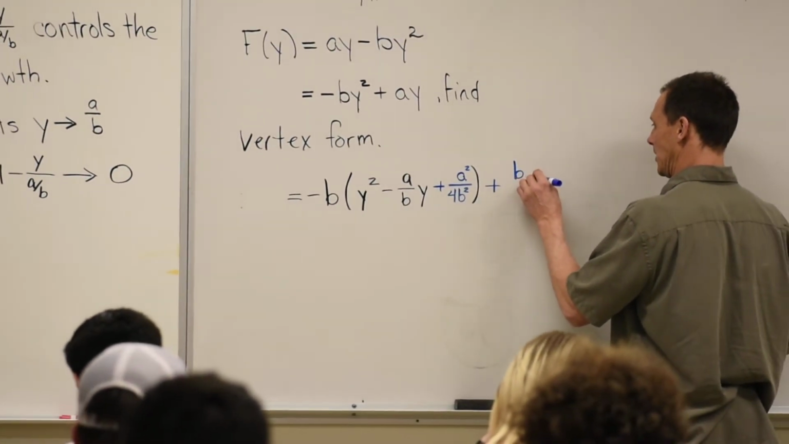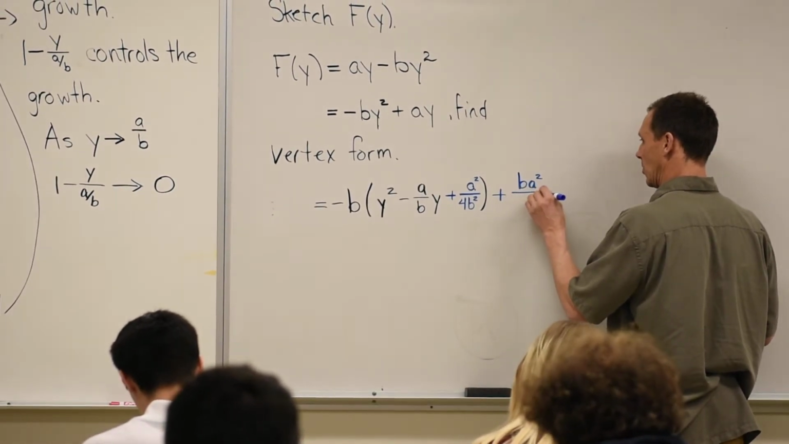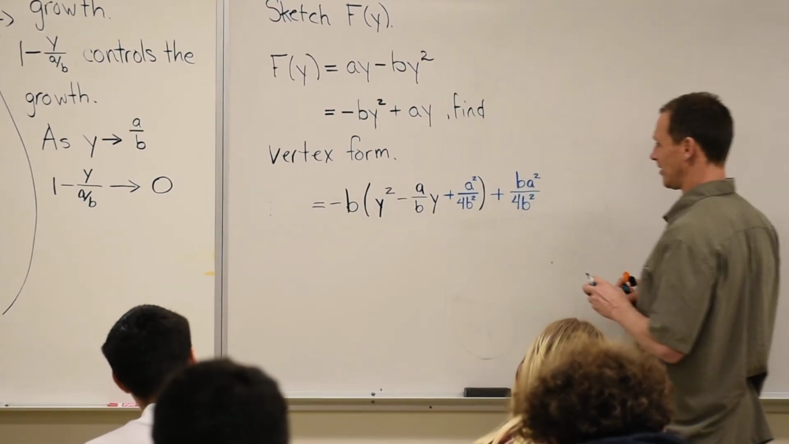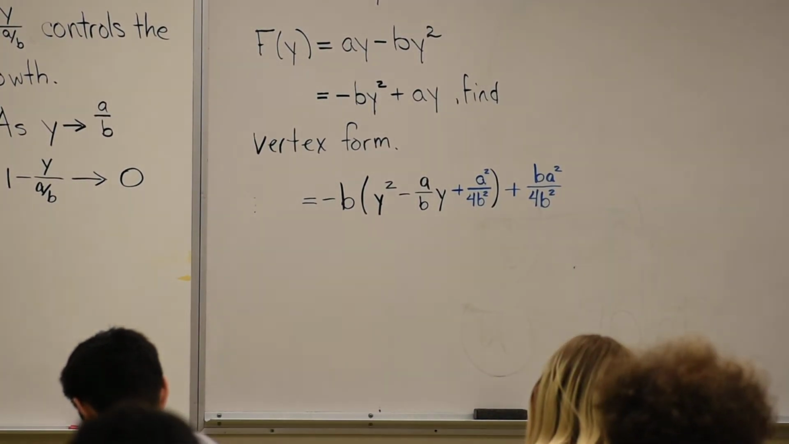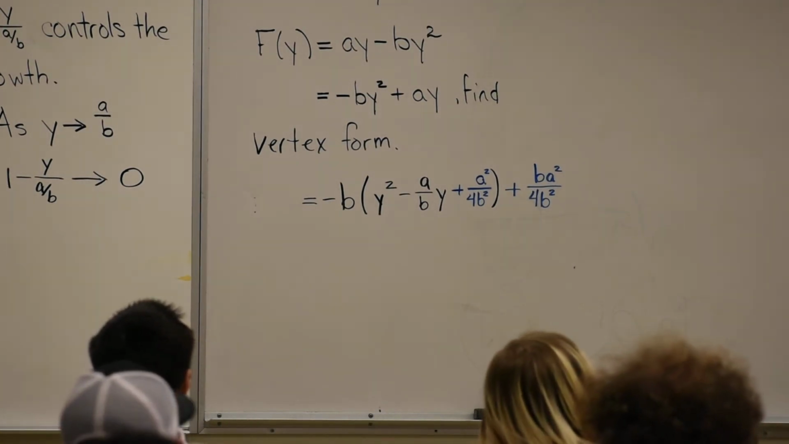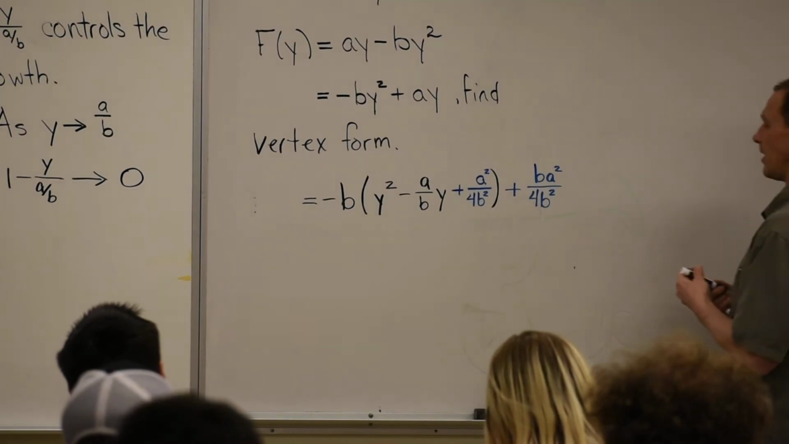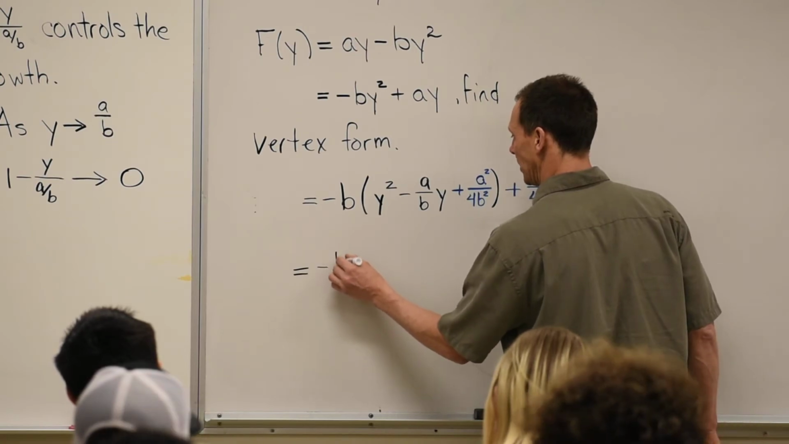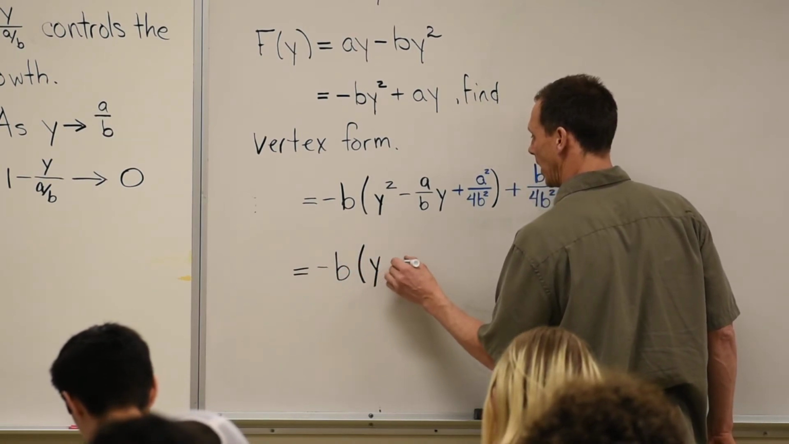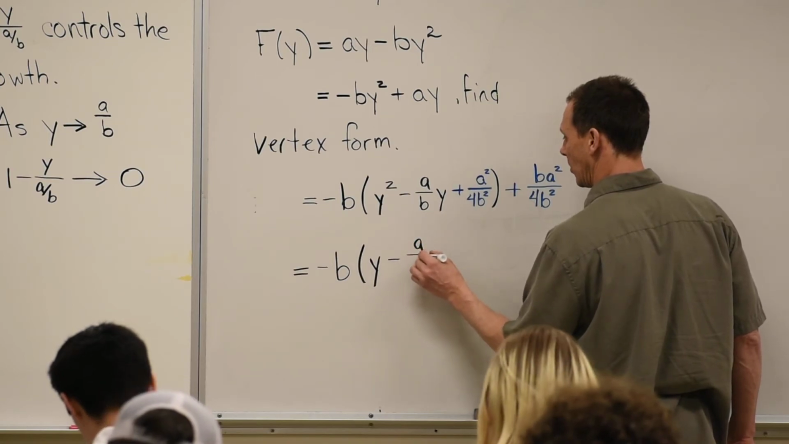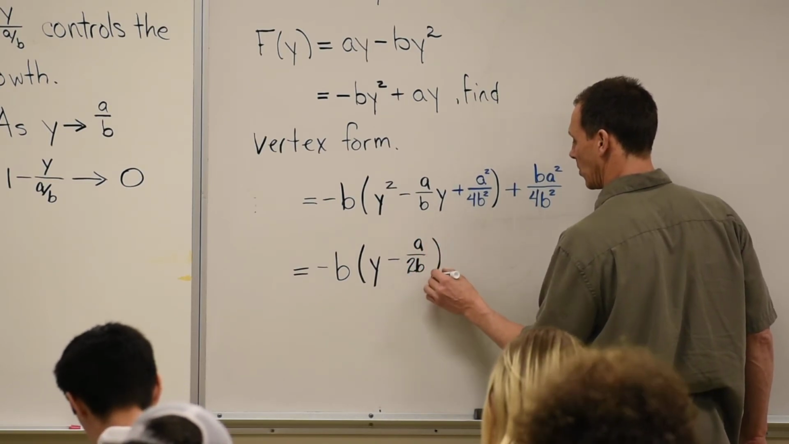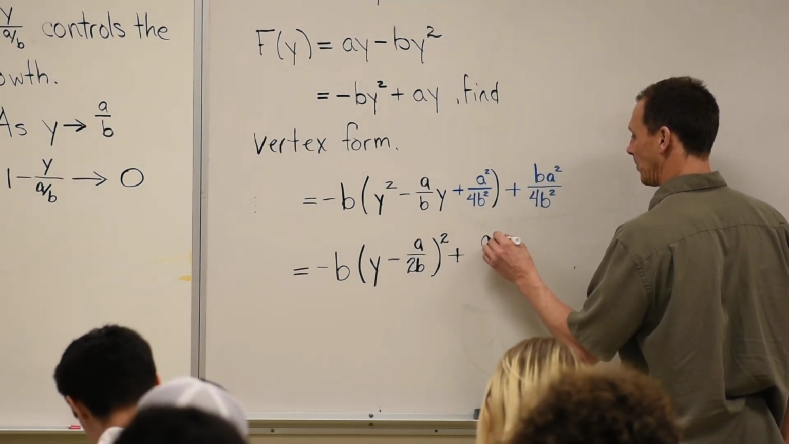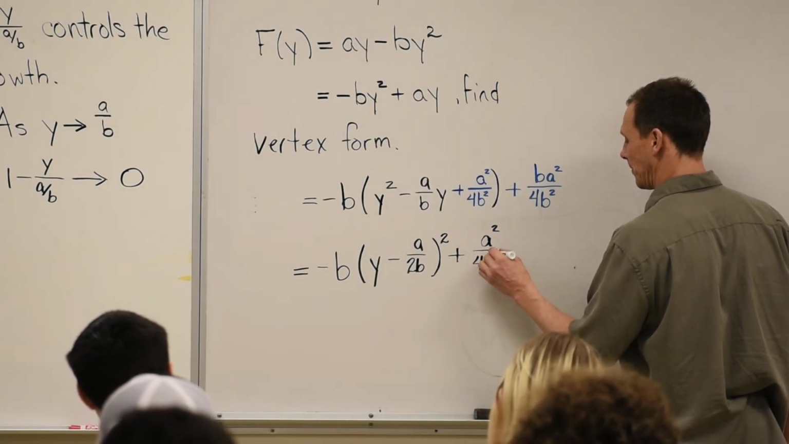I'm going to write it just as b a squared over 4b squared. And obviously the b's will cancel. We'll do that in a moment. But that way, you don't have to complete the square, and you can see it. All right, so our vertex form is this: minus b times y minus a over 2b, quantity squared, plus, and now we'll clean this up, a squared over 4b.